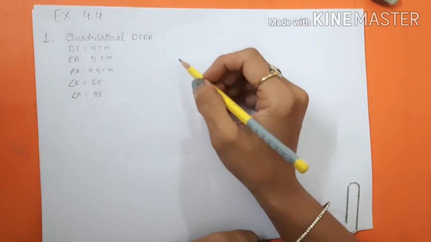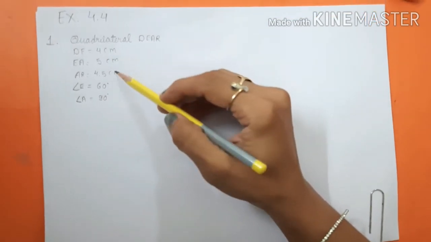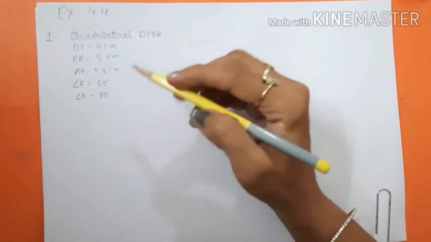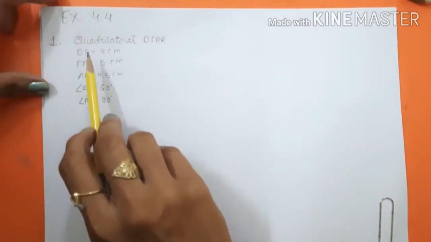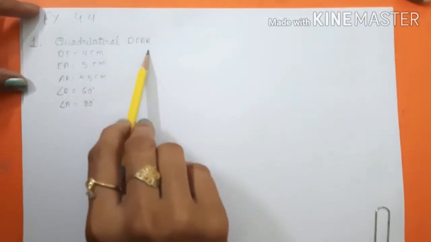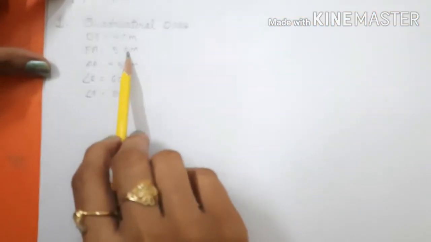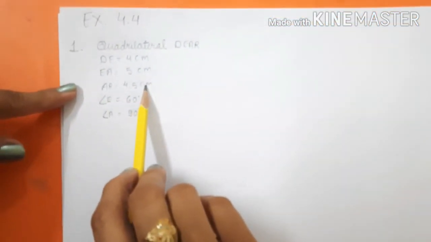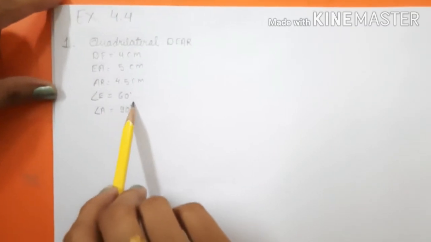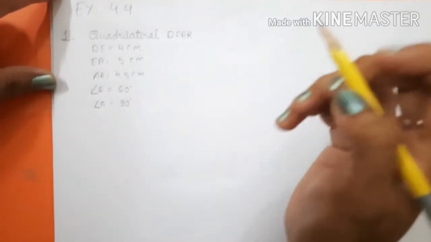Here we'll do construction. 3 sides are given and 2 angles are given. So what do we have to construct? We have to construct a quadrilateral DEAR where DE is 4 cm, EA is 5 cm, AR is 4.5 cm, angle E is 60 degrees and angle A is 90 degrees.